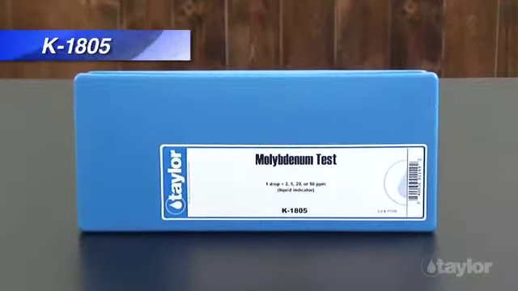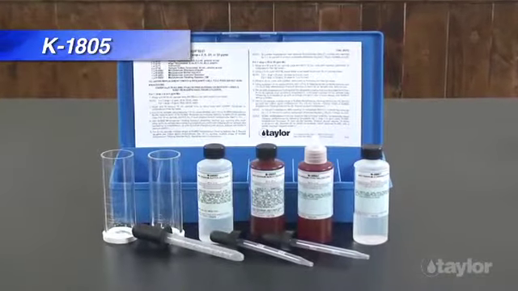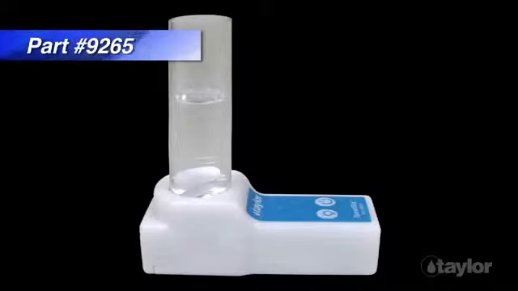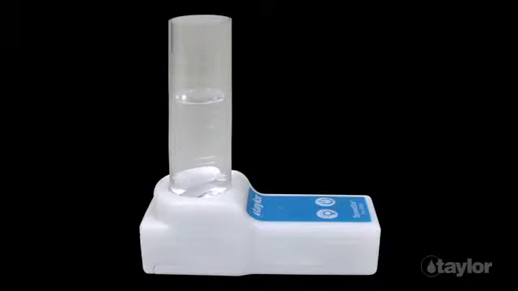Taylor's optional kit for testing molybdenum, K-1805, contains a prepared liquid indicator, R-0891, that has a shelf life of 6 months. For this demonstration, we're using Taylor's Speed Stir, which is sold separately, but you can also manually swirl the sample.